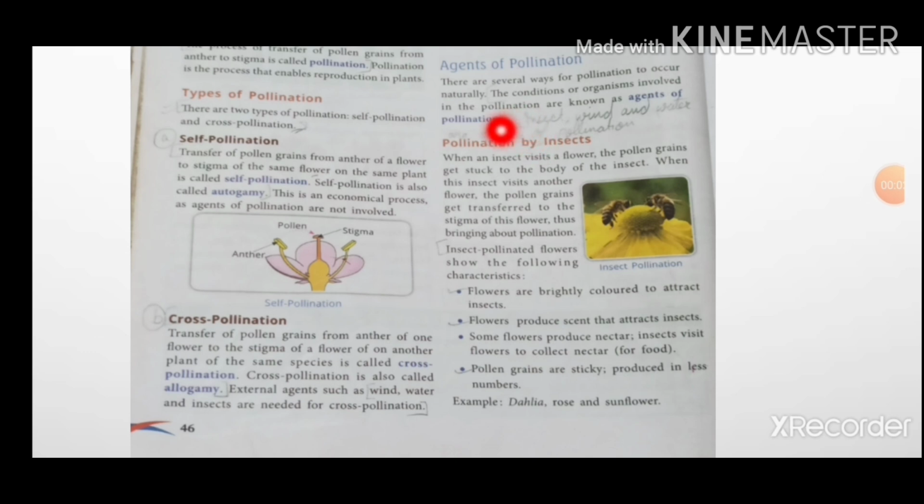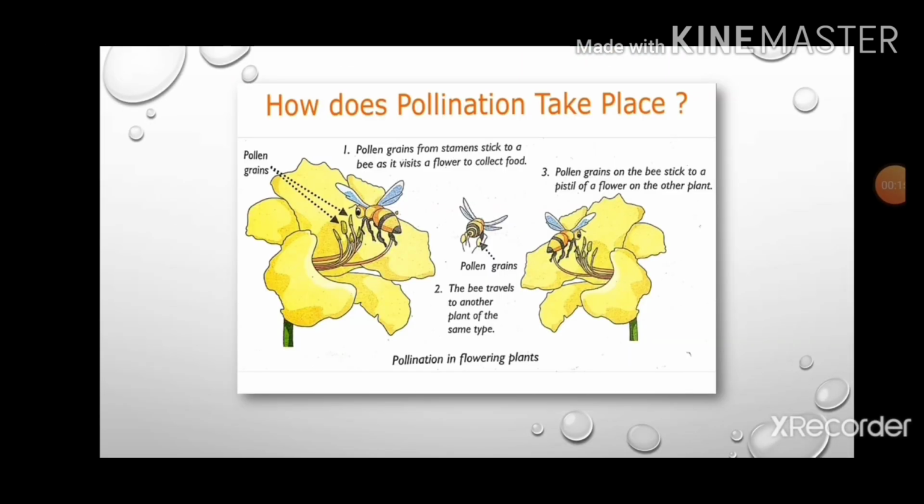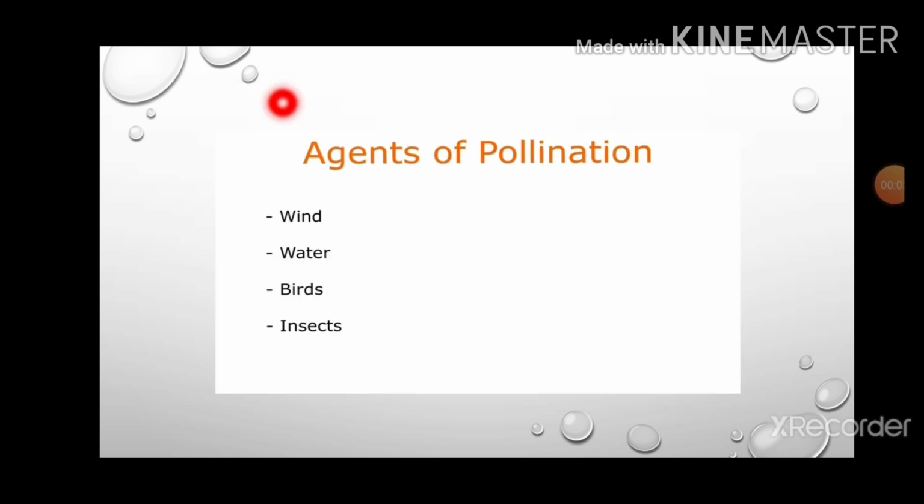Pollination by insects. When an insect like a bee visits a flower, the pollen grains get stuck to the body of the insect. When this insect visits another flower, the pollen grains get transferred to the stigma of this flower. This is how the process of pollination takes place. Besides insects, pollination also takes place with the help of wind and water.